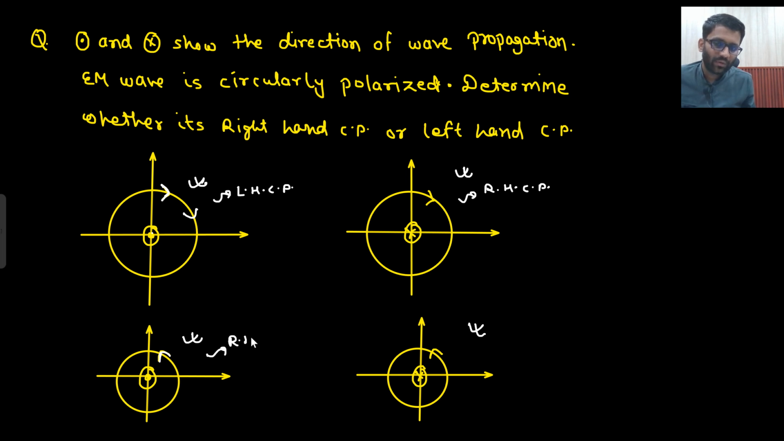Are you able to write down where the thumb is pointing? The thumb is pointing towards the direction of propagation, that means going into the screen, and my fingers should point towards the direction of polarization. So the direction of polarization is this side, so I need to use my left hand. The thumb is going inside and the fingers are rotating like this. So this is left hand circularly polarized.